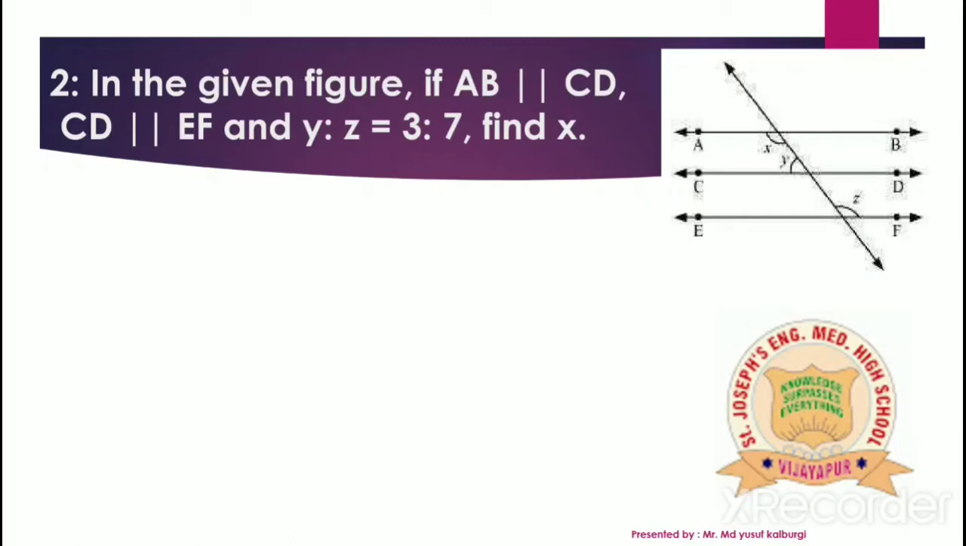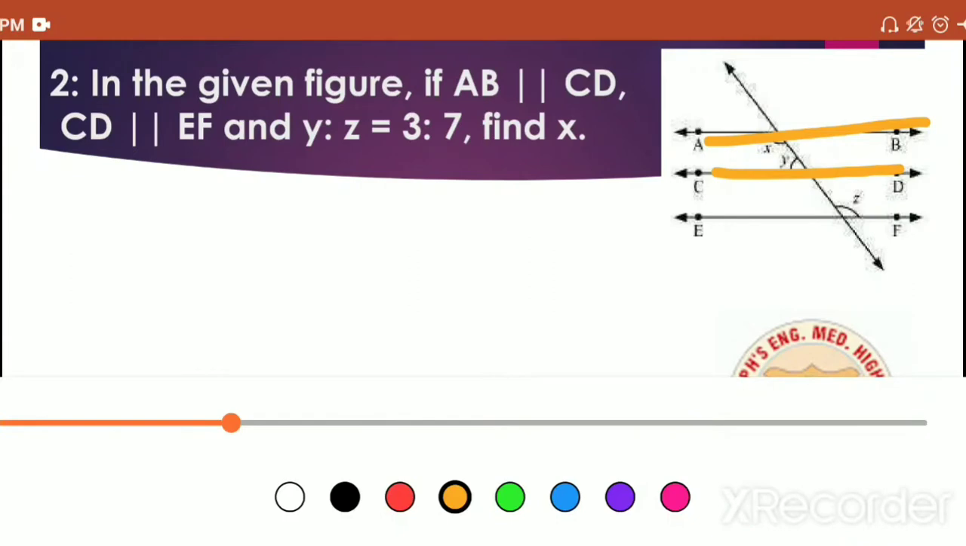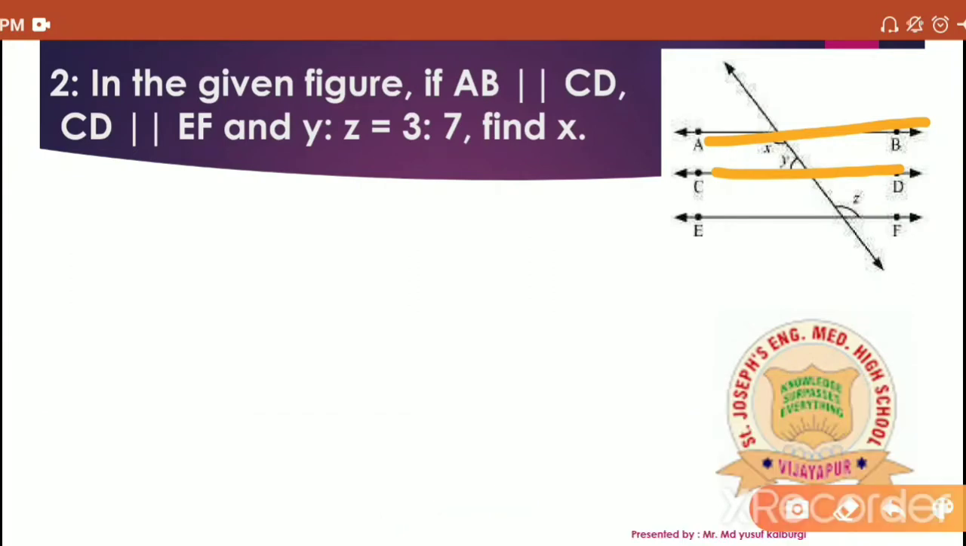First just see that AB is parallel to CD and CD is parallel to EF. Lines parallel to the same line are also parallel to each other. So can we write AB parallel to CD and parallel to EF? AB is also parallel to EF. See, AB is parallel to CD and CD is again parallel to EF. So can we say that AB is parallel to EF?